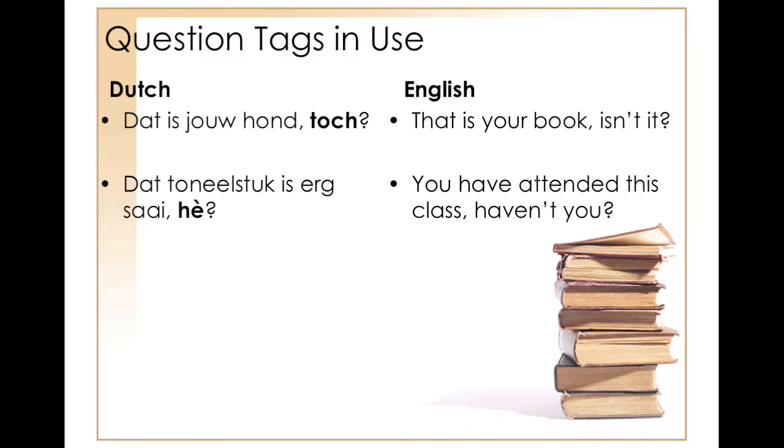In English, we also have question tags, but they're made quite differently from how we make them in Dutch. Look at the following examples. That is your book, isn't it? You have attended this class, haven't you? As you can see, in English we make question tags with a verb and a subject. You also might have noticed that both the verb and the subject are the same as in the main sentence, so the sentence before the comma.